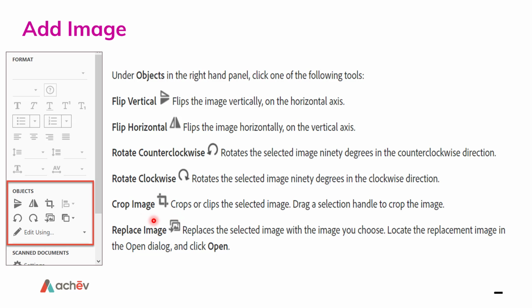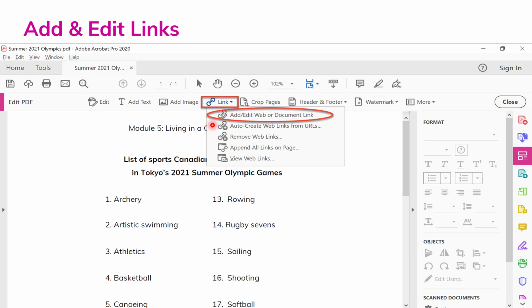You can crop or clip the selected image to trim off whatever you don't want. And finally, you can replace the selected image with another one of your choice with the Replace Image tool here. This will of course require another extra step of locating the new image using the Open dialog box. Okay, let's move along here to see how to add and edit links.